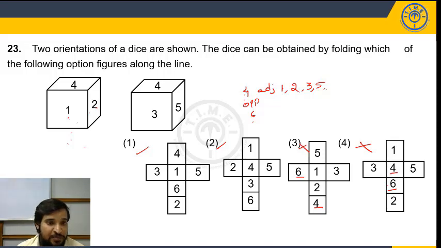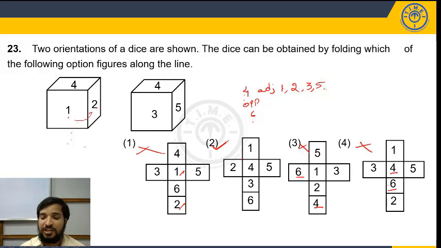And if you observe, in the figure 1 and 2 are adjacent. In choice 1, I am going to get 1 and 2 as opposite, which is not possible. I can eliminate choice 1 also. So choice 4 will be the choice after unfolding the dice.